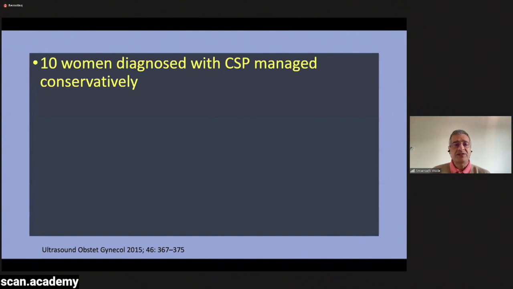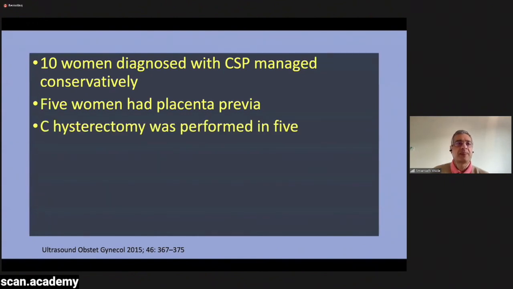Now, it is quite interesting to see the data that the authors published in this paper. They followed up 10 women diagnosed with cesarean scar pregnancy, and they were managed conservatively because these women did not want to undergo termination. So 5 of these women ultimately had placenta previa. 5 of them, of the 10, required a cesarean hysterectomy.